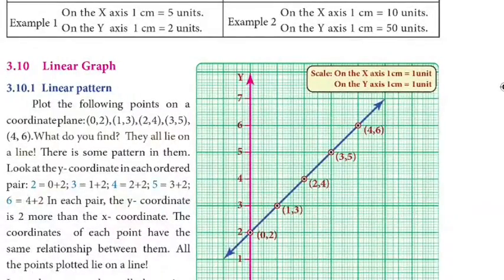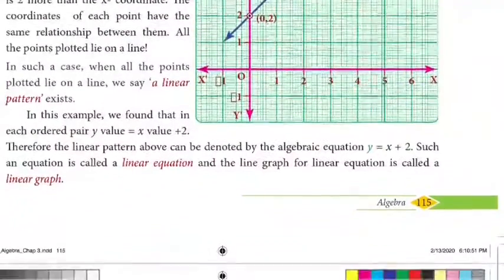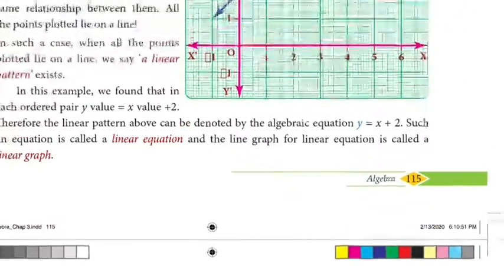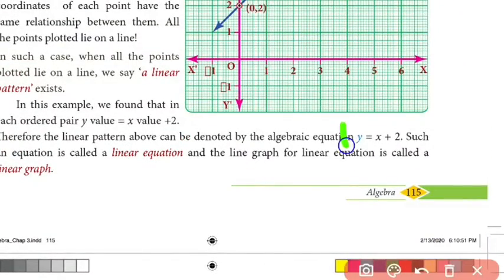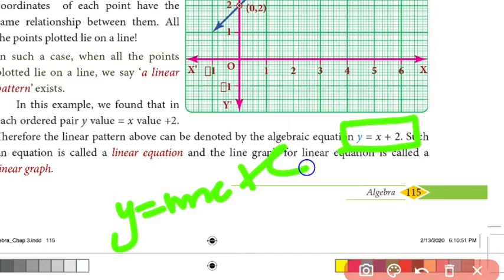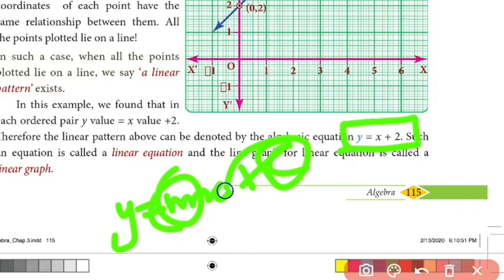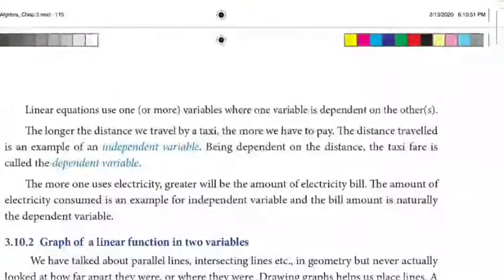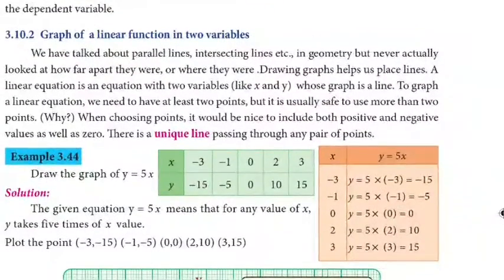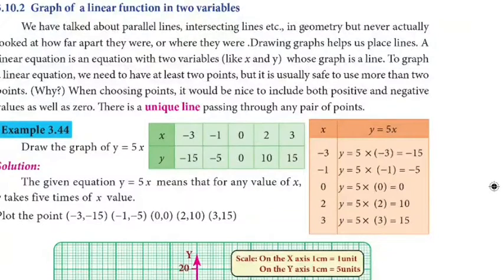Next, linear graph. In a linear graph we know that linear equations are y equal to mx plus c. So m value and c value, numbers will come. x is a variable, m is the slope and c is the y-intercept. So let's see the graph of a linear function in two variables.